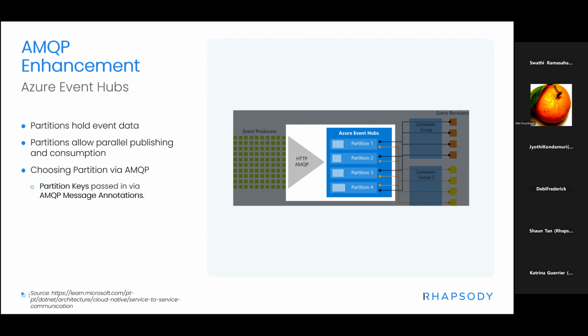Just as a comparison, if anyone here is using Azure Service Bus with Rhapsody and wondering why we support partitions there, Azure Service Bus can actually take partition keys through other ways aside from message annotations, although AMQP message annotations is one of the ways which Azure Service Bus can take in partition keys. But for Azure Event Hubs, it is only through AMQP message annotations.